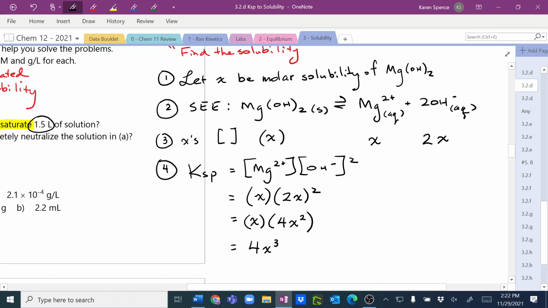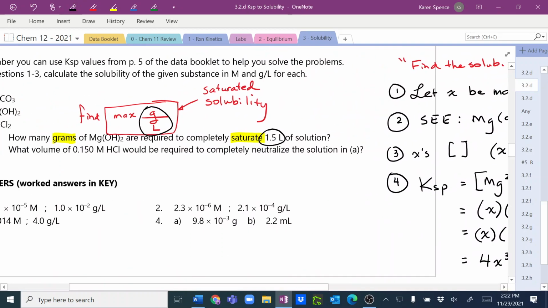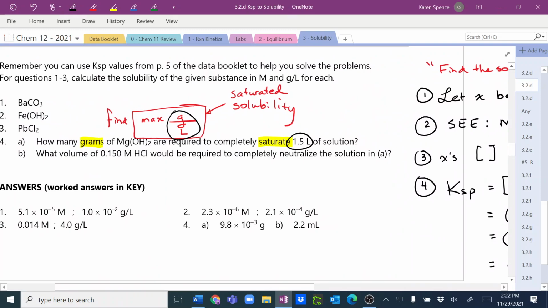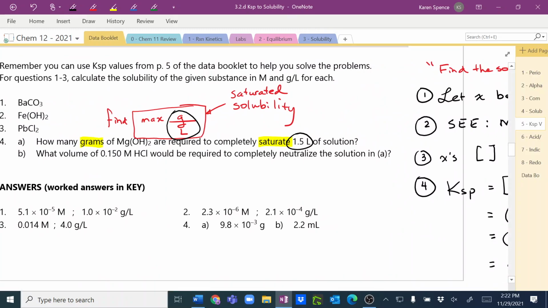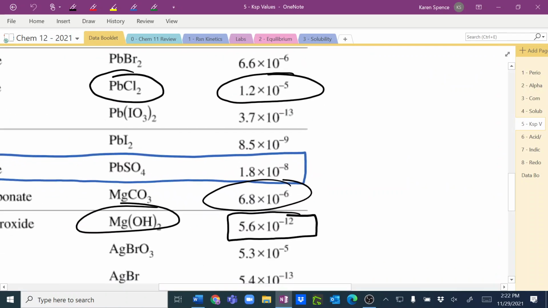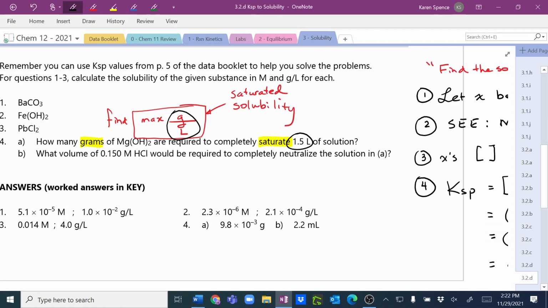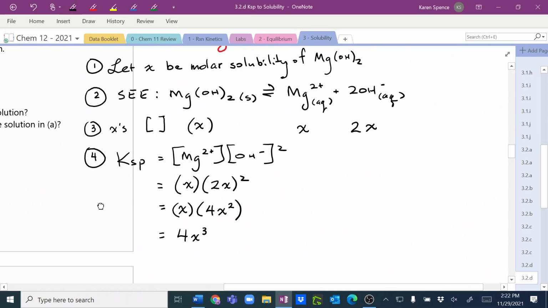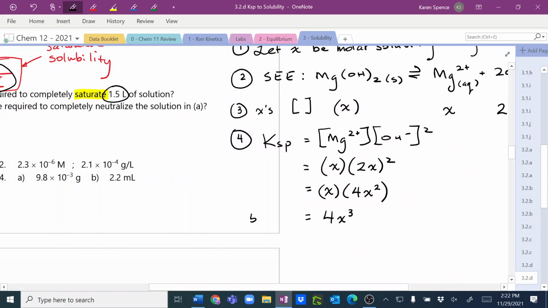And our Ksp, well, if we have an x, then Ksp has to be known, because we can't have two things that are unknown. That would make no sense. We're not given it in the question, so where do we go? Data booklet, there we are. Magnesium hydroxide, 5.6 times 10 to the minus 12.